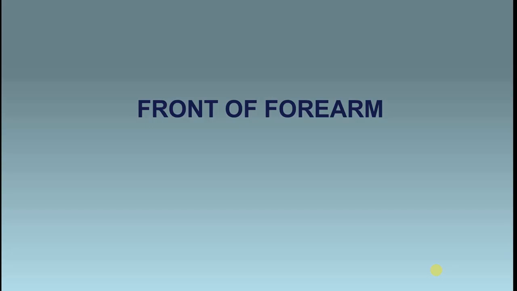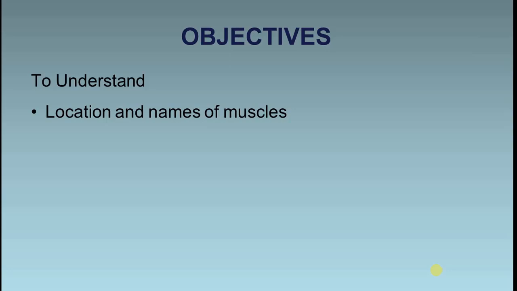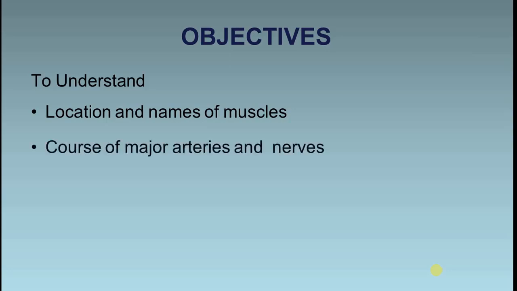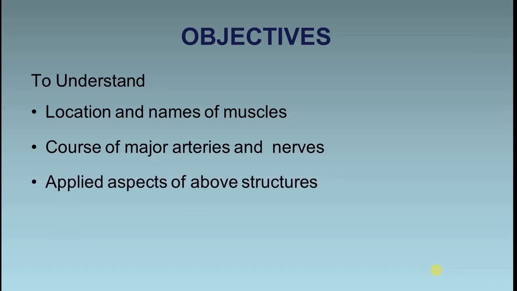With a new topic on the upper limb, today we are going to discuss the front of the forearm. Our objectives of today's topic will be to understand the location and names of the muscles of the front of the forearm, the course of major arteries and nerves which are present in the forearm, and their applied anatomy.